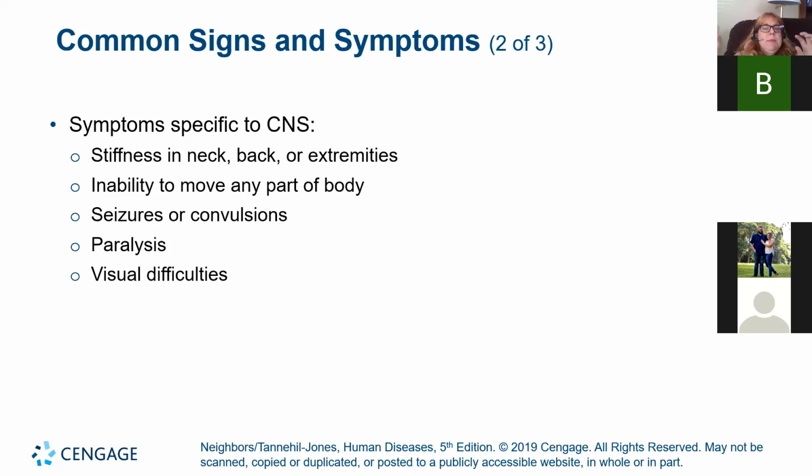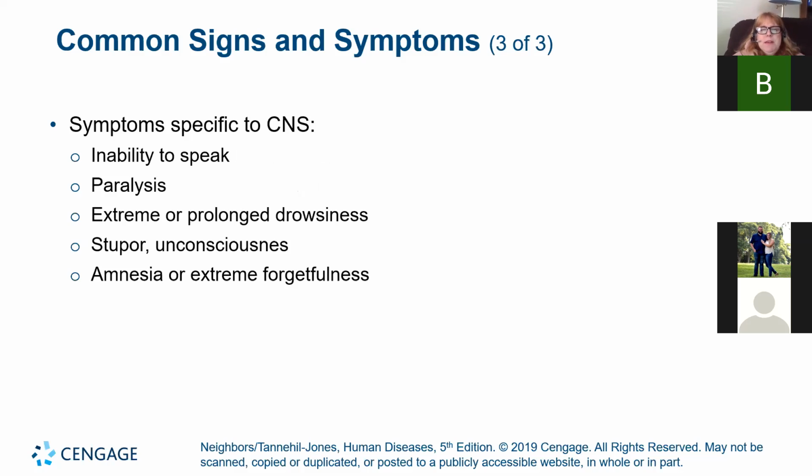Some that are very specific to the nervous system are stiffness in the neck, the back or extremities, the inability to move any part of your body. If there's a seizure or convulsion going on, any type of paralysis, any type of visual difficulties. These are all symptoms that are specific to the central nervous system. So this goes beyond a normal headache. This is when you can't move your neck without it just being in agony, that type of thing.